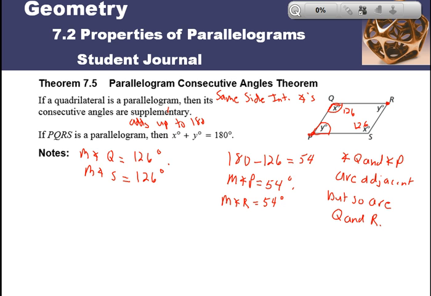Now let's go to the next theorem. So let's recap. We have learned that opposite sides are parallel, opposite sides are equal, opposite angles are equal, and consecutive angles are supplementary, which again means they add up to 180.